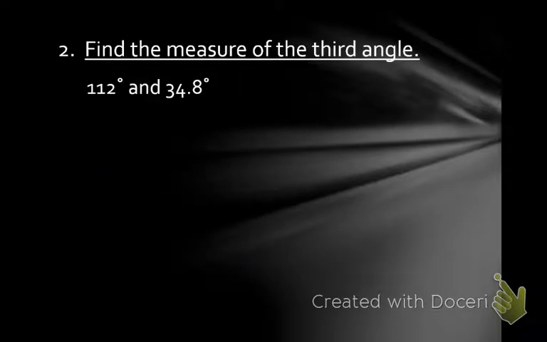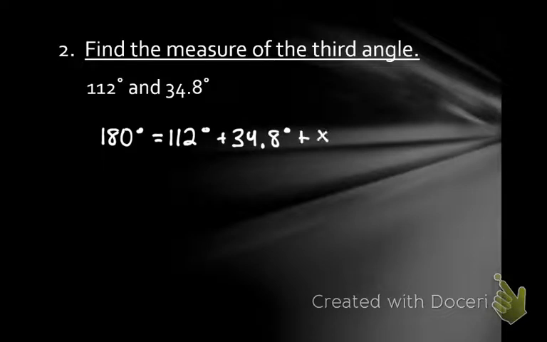Second one, we're going to find the measure of the 3rd angle. Basically exactly what we were just doing before, but there's no pretty little picture for you, okay? So how many degrees does it have to add up to? It's got to be 180 degrees. We know there's one that's 112. We know the other one is 34.8. And we know the other one is unknown, okay? So let's do some work on the right. What is 112 plus 34.8? 146.8 degrees.